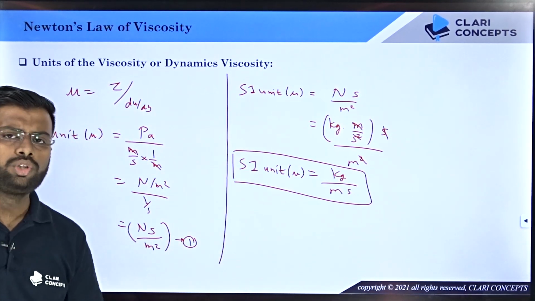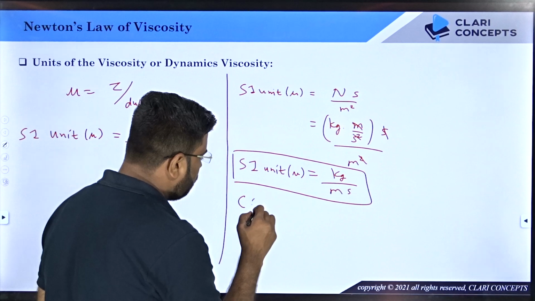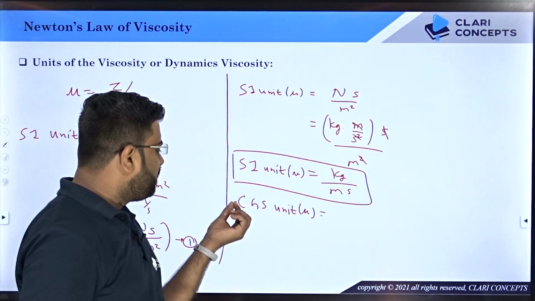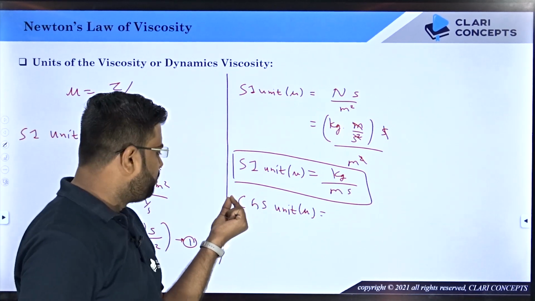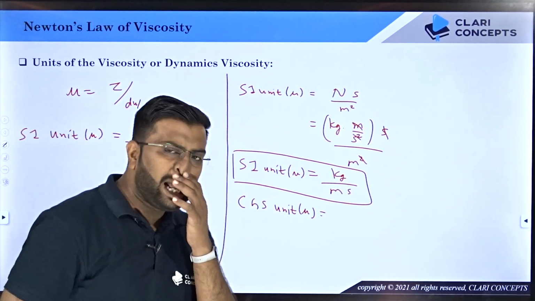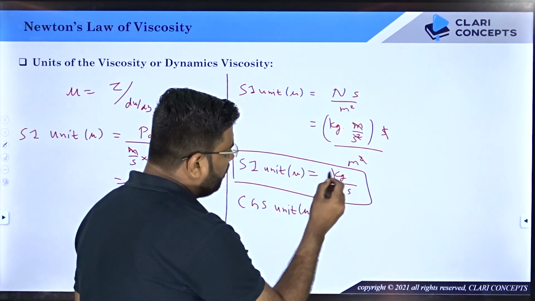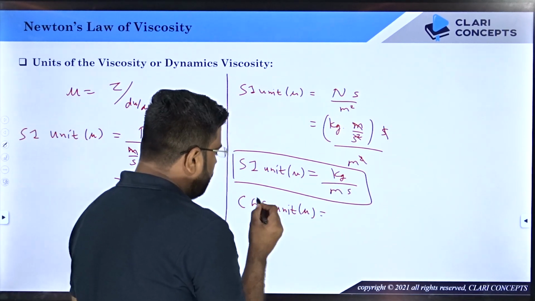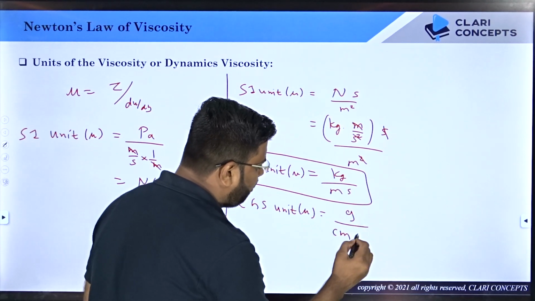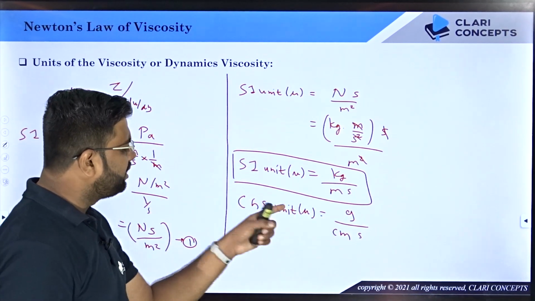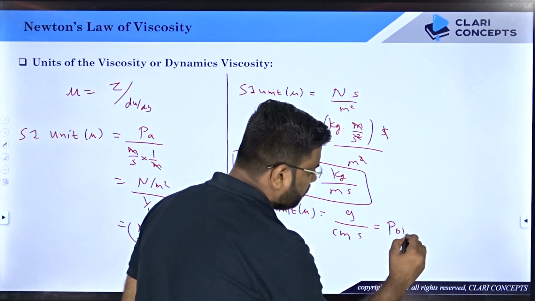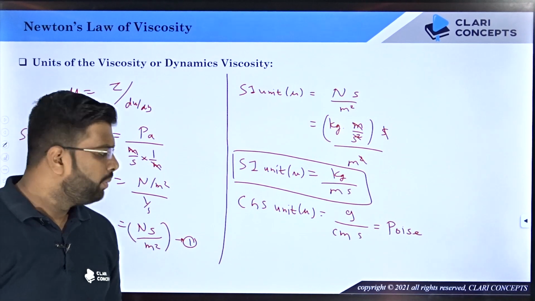Many times, mu is also referred to in the CGS unit. So I would say CGS unit of mu. What is CGS? CGS means centimeter, gram and second. So length is measured in centimeter, mass is measured in gram, and time is measured in second. So kg meter per second was the SI unit. Kg is the unit of mass, so here in CGS you will put gram, meter you will put in centimeter, and the second you will put in second. So gram per centimeter second is the CGS unit of mu, and this is also known as poise, right?